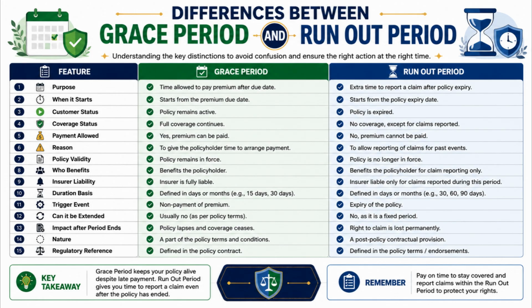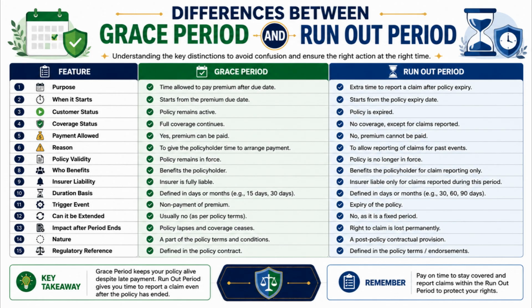Number 10. Grace period durations are commonly defined in days or months, such as 15 or 30 days, whereas run-out periods may be defined as 30, 60, or 90 days depending on policy conditions. Number 11. A grace period is triggered by non-payment of premiums, whereas a run-out period is triggered by the expiration or termination of the policy. Number 12. A grace period is usually governed by standard policy provisions, whereas a run-out period is governed by claim reporting provisions and endorsements.